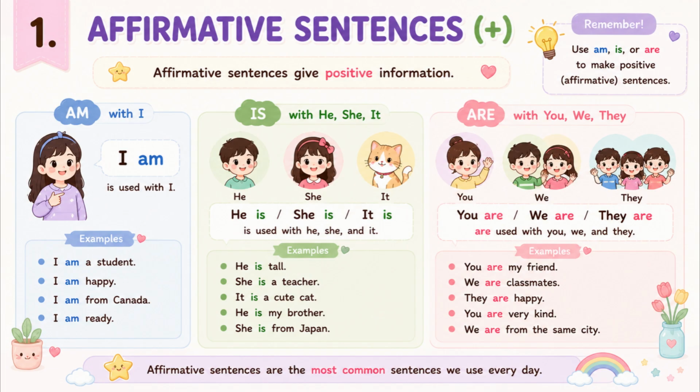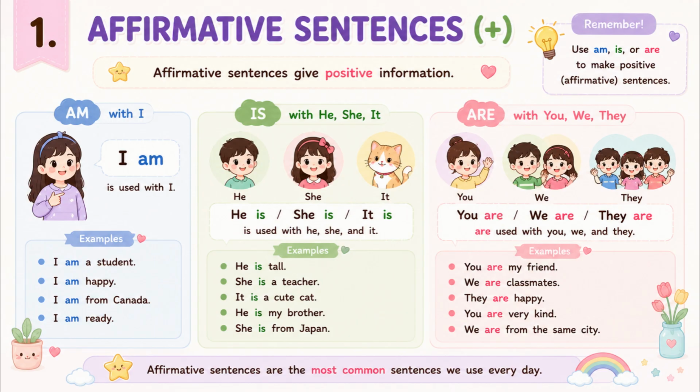Now let's learn about affirmative sentences. Affirmative sentences give positive information. We use them to tell people what is true. To make affirmative sentences with to be, we use am, is, or are. Let's look at the rules.